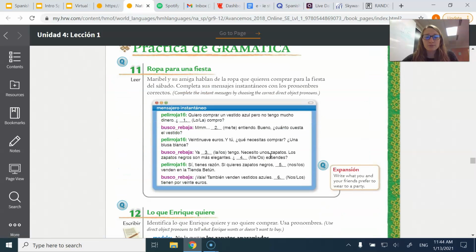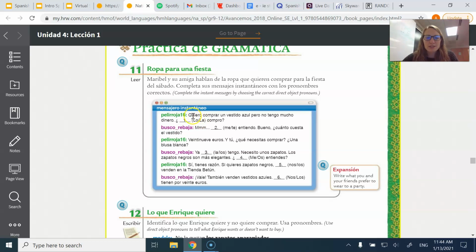If we scroll down to the next page, we have an activity. Un mensajero instantáneo. See? Instantáneo. So here we have two different people messaging each other. She says, Quiero comprar un vestido azul, pero no tengo mucho dinero. Blank, compro. So we have to think, is it going to be lo or la? To decide if it's going to be lo or la, we have to think, what am I talking about? Am I talking about a singular masculine object, or am I talking about a singular feminine object?